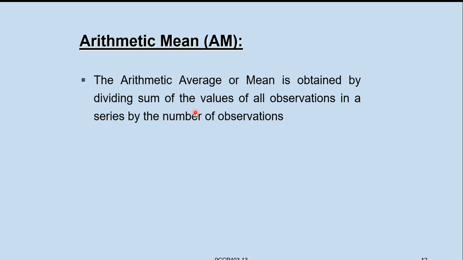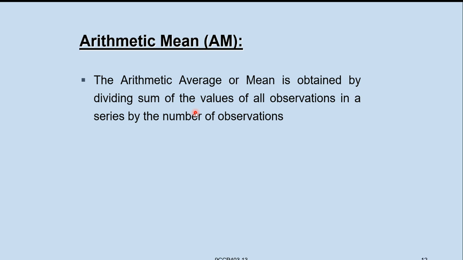For example, the data consists of 10, 20, 30, 40, 50, 60, 70, 80, 90, 100. So all these are the values. How many figures, how many numbers have we taken? 10, 20, 30, 40, 50, 60, 70, 80, 90, 100. That means 10 figures we have taken.